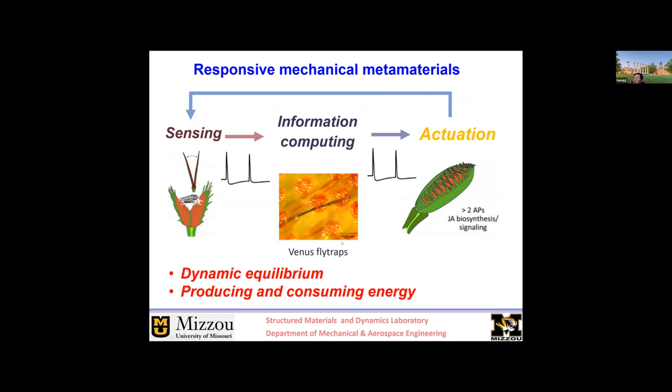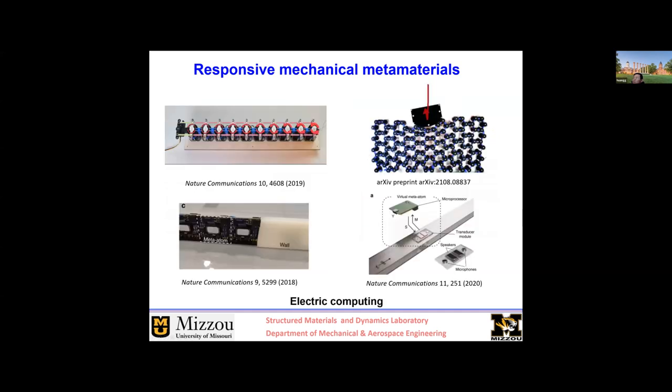In this kind of material, they have two important properties. The first is a dynamic equilibrium. This material should also be producing and consuming some energy, so the violation of energy conservation in this material should be allowed. Along this field, we are not the only group doing this. Recently, there has been a lot of fantastic work on this field proposing this kind of responsive mechanical metamaterial.